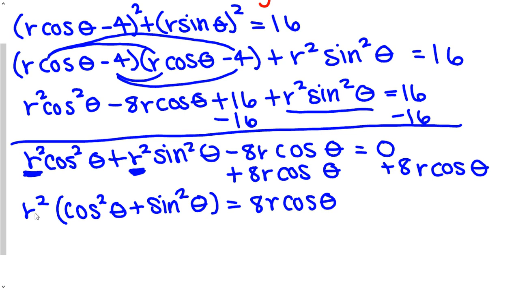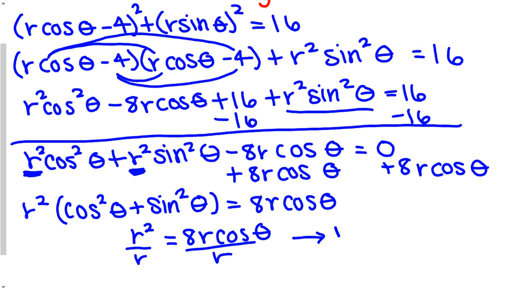This should look a little familiar: cosine squared plus sine squared. That is one of our identities, more specifically, the Pythagorean identity. Cosine squared plus sine squared equals 1. Because cos²θ + sin²θ is just 1, we get r² = 8r cos θ. I still want r by itself, so let's go ahead and move one of those r's over by dividing. And we have our final answer: r = 8 cos θ.